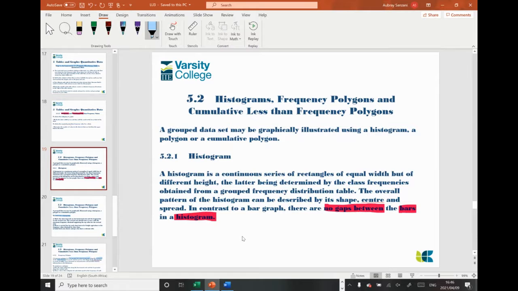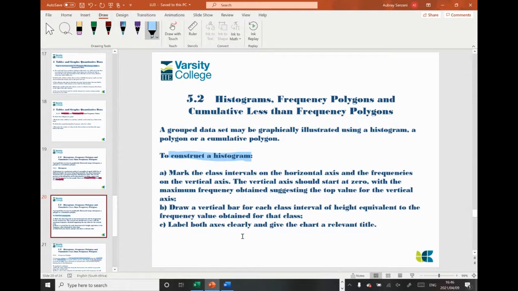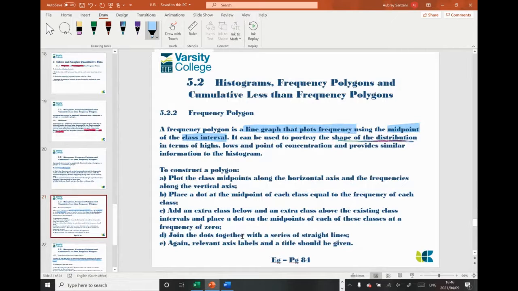Then we move on to histograms. Like I said, histograms are like bar charts. The only difference is that with histograms, there are no gaps. Then there they're talking about how you construct them.